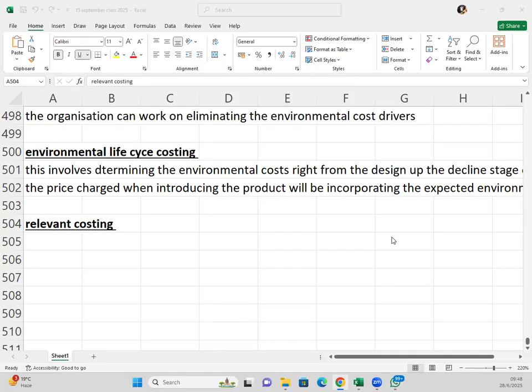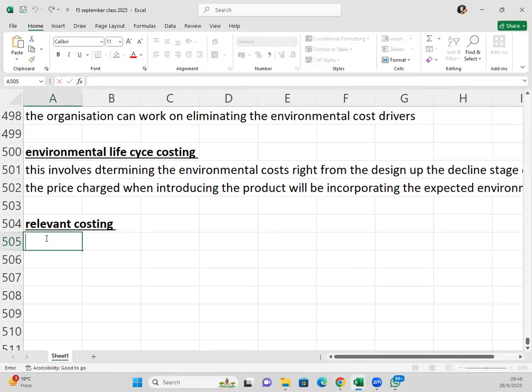So a relevant cost, what kind of a cost do we regard as being a relevant cost? A relevant cost is a future cost. If it's a relevant cost, this is a cost which is affected by the decision. These are costs which are affected by the decision.